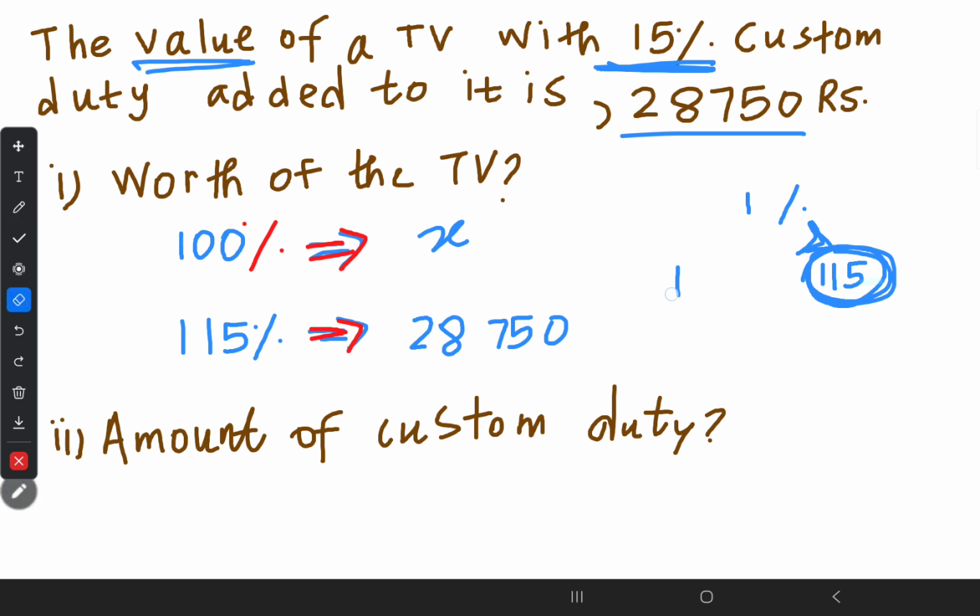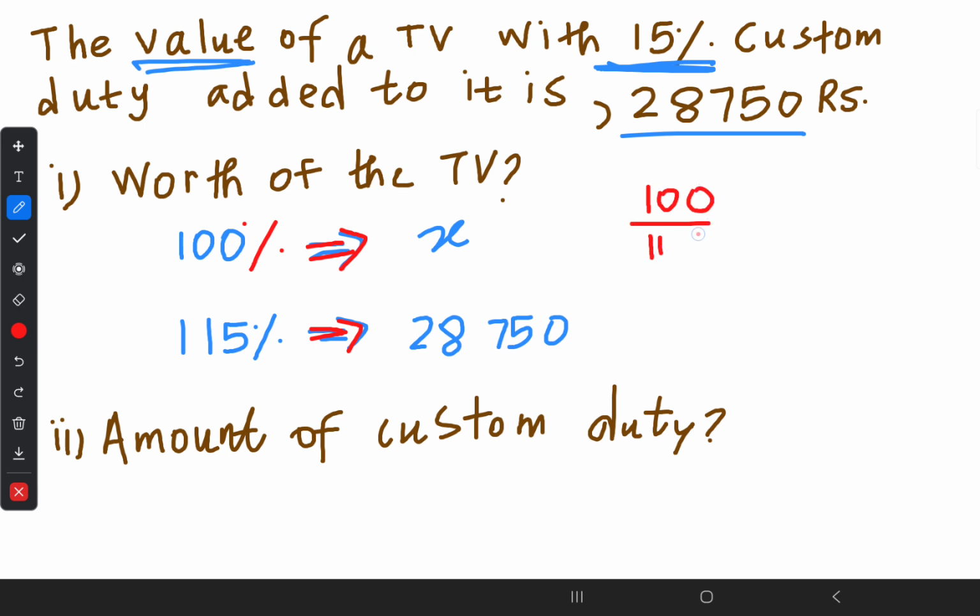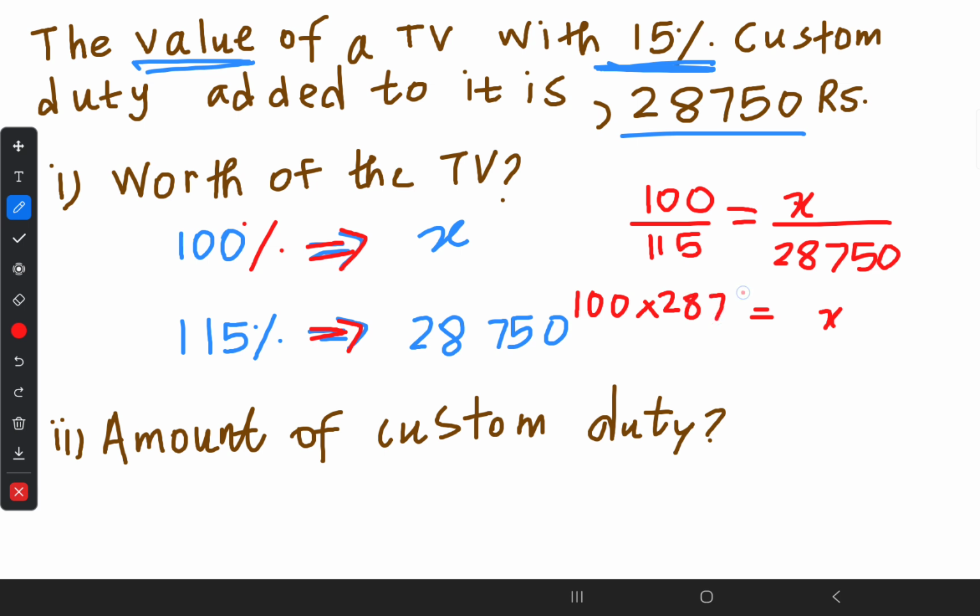So how can we simplify to get the answer for x? Let's divide the first expression by the second. 100 divided by 115 should be equal to x divided by 28,750. We can make x the subject. So that means 100 multiplied by 28,750, divided by 115, will give you the x value.